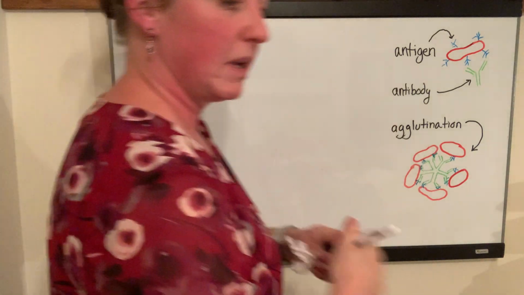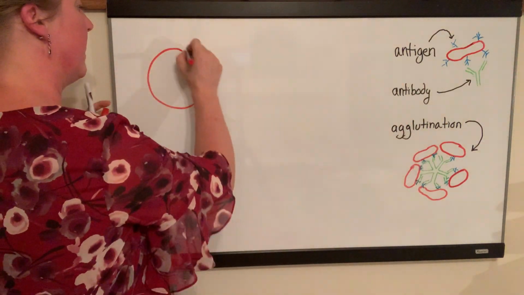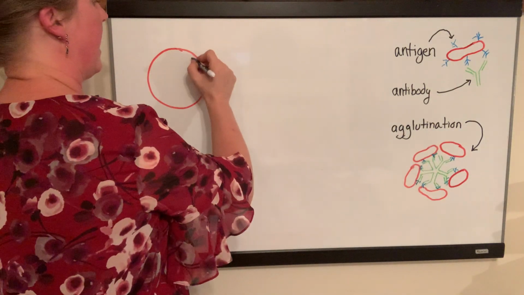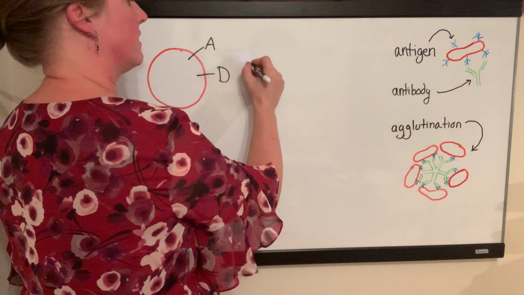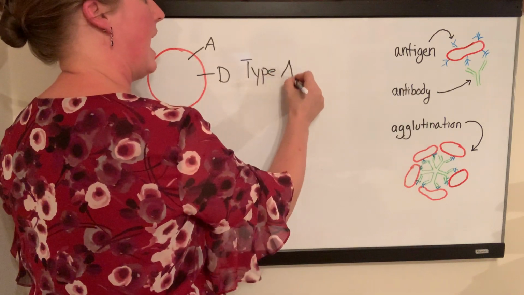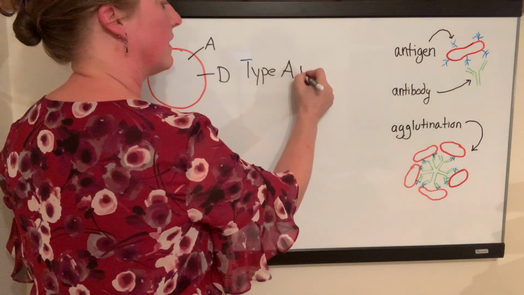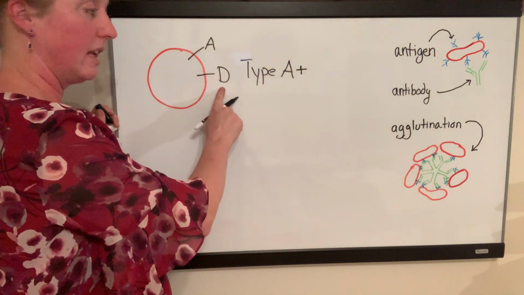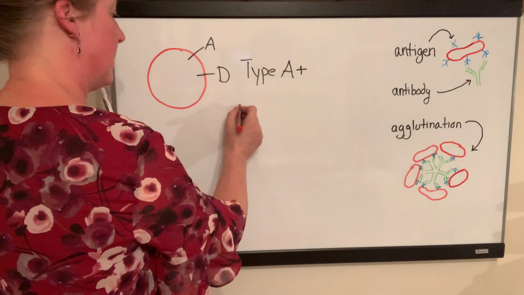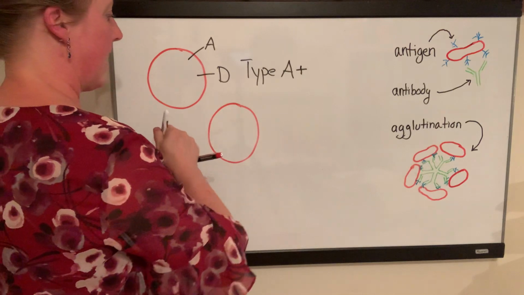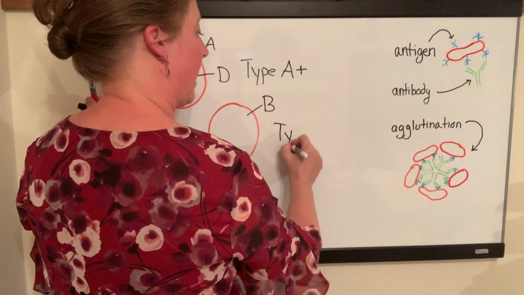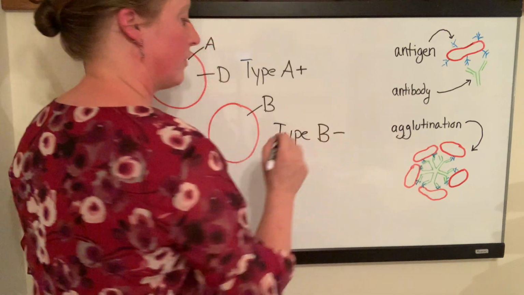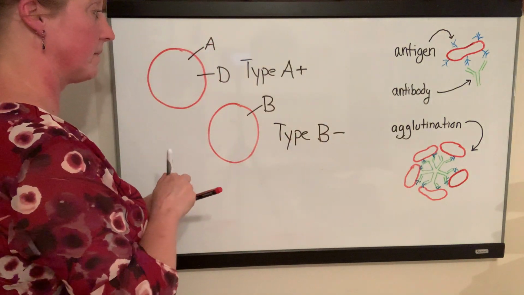All right, we'll make our red blood cells red. If I have a red blood cell, and on that red blood cell I have an A antigen and a D antigen, then that would mean that this blood type is type A because of the A antigen and positive. It's A positive because it has the D antigen. If I have a red blood cell and it has the B antigen and only the B antigen, then we would say that this is type B negative because it is negative for the D antigen.